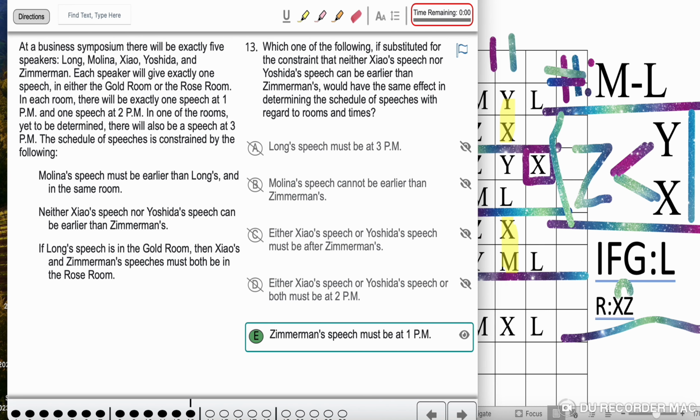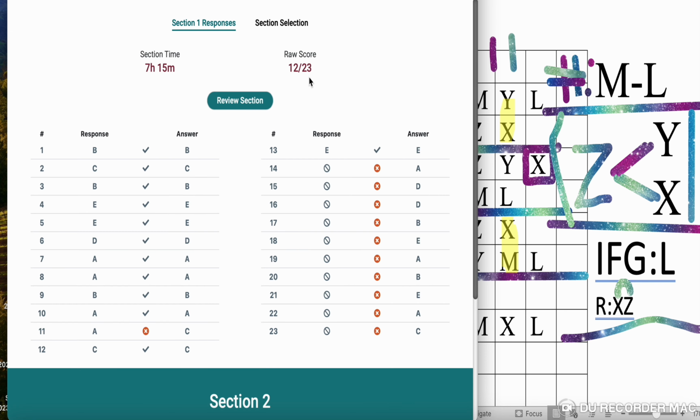Let's go ahead and see how we did for this game and game 2. It says we had an issue with number 11. Let's go ahead and review number 11.